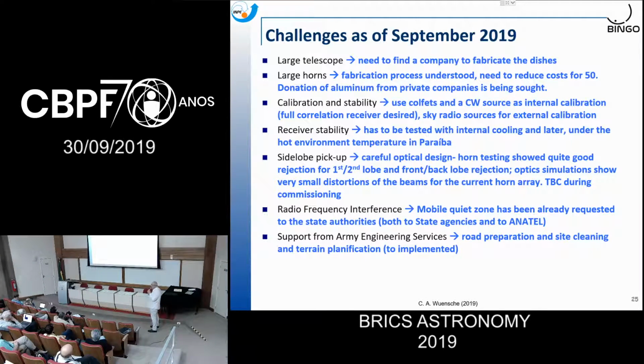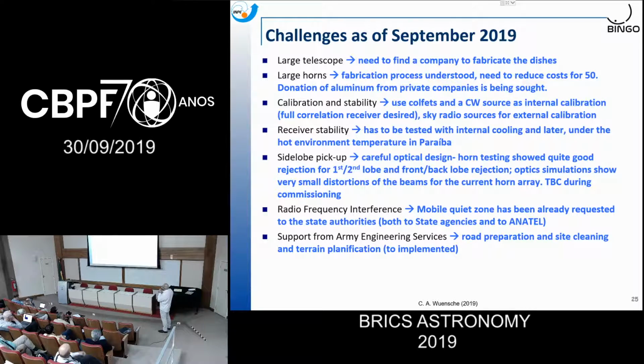We have some issues with the stability of the receivers, so we are looking for options. We use electronic noise sources or a continuous wave source for calibration. And we already have a plan for radio sources that are in the field of view for calibration. The receiver stability has to be tested with internal cooling. We haven't done that. It is stable for many hours in a row, but we don't have a day-night stability test in a controlled situation yet.